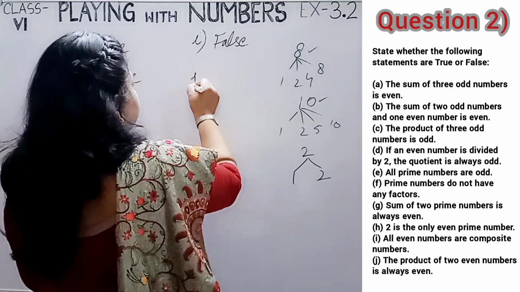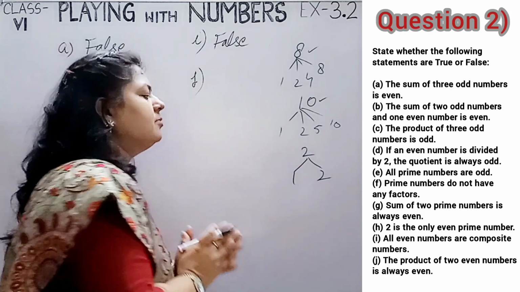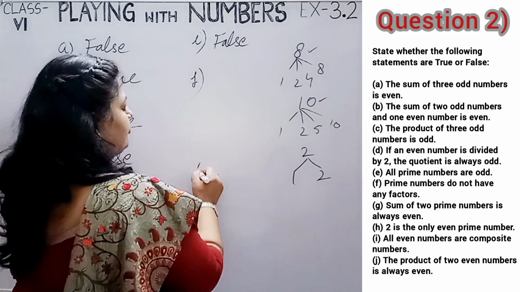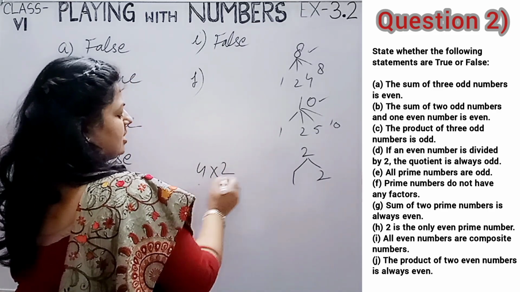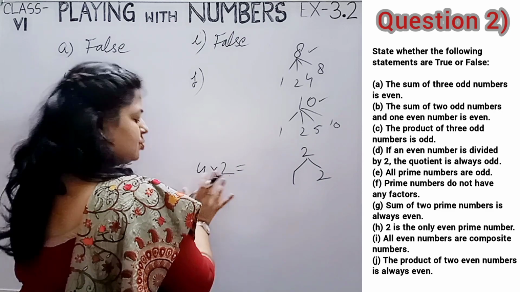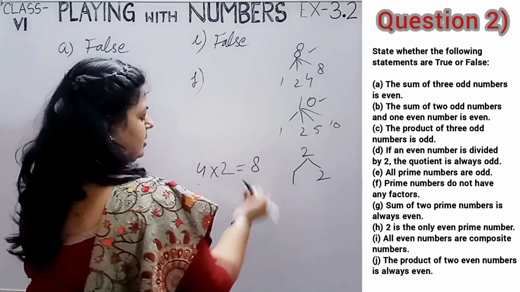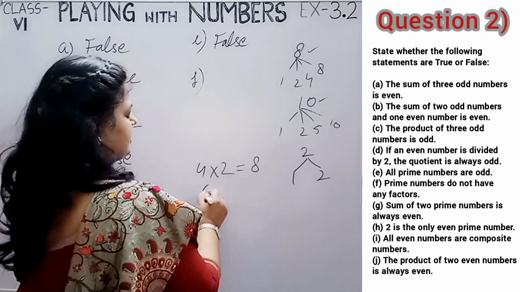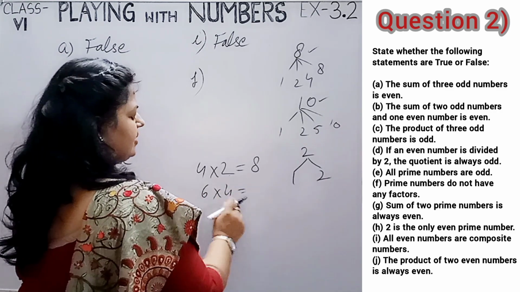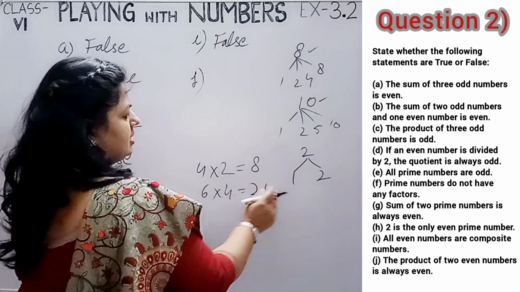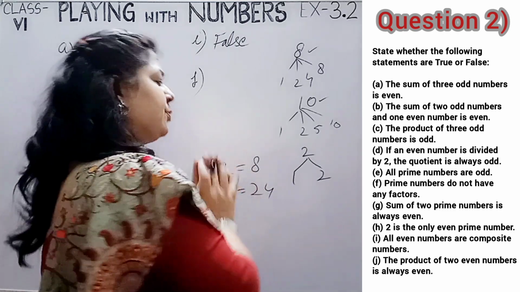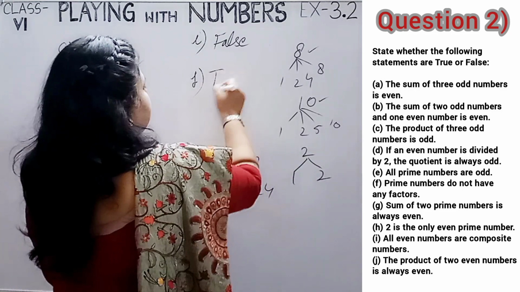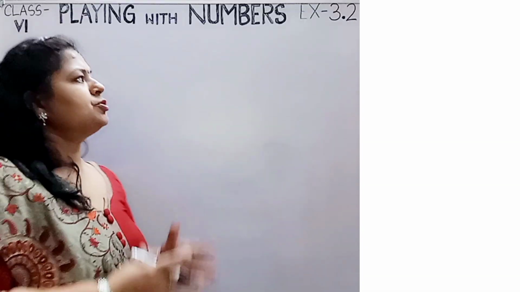J part. The product of 2 even numbers is always even. Here 4 and 2 are both even numbers, and the product is an even number. 4 times 6 is 24, both 4 and 6 are even numbers, and the answer is also an even number. It means the product of any 2 even numbers is always an even number. The statement is true.